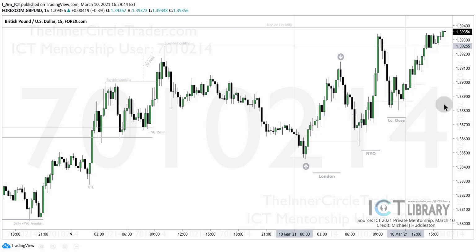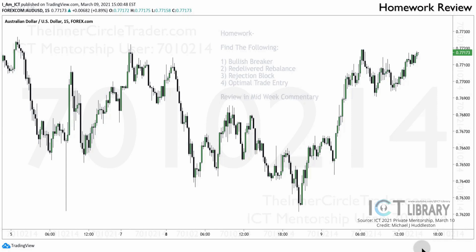You have a 12-hour window. Within those 12-hour windows, you have several hours each day that you want to focus on. And if you don't get a setup, you don't get a setup. You don't force it. So I gave you homework, and it was to find a bullish breaker, redelivered rebalance, rejection block, optimal trade entry. And I said I would review it in the midweek review or commentary. Well, here we are. So I'm going to go in the list order.